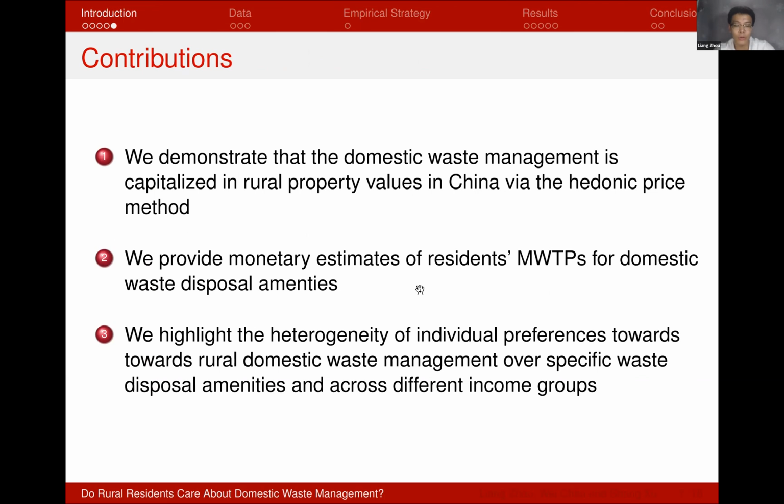The main contributions of this paper are as follows. First, using the hedonic price method, this study demonstrates that Chinese rural residents do care about domestic waste disposal. Second, we estimate rural residents' willingness to pay for domestic waste treatment facilities. Third, this paper highlights the rural residents' preferences for specific waste treatment facilities and among different income groups.